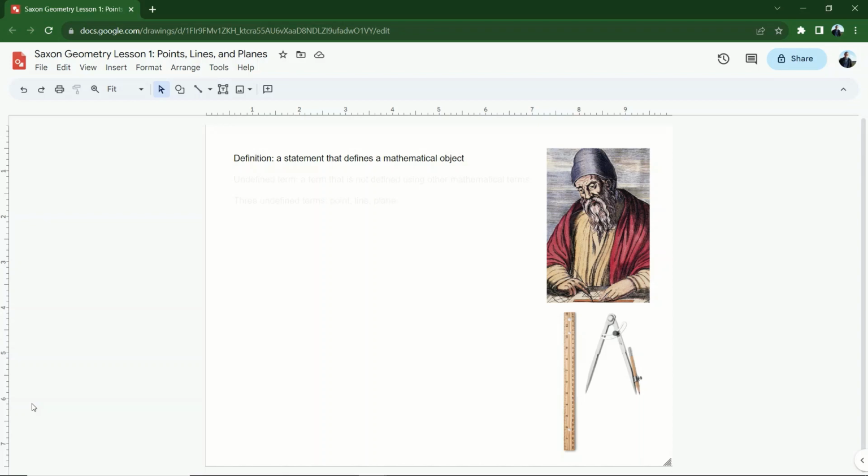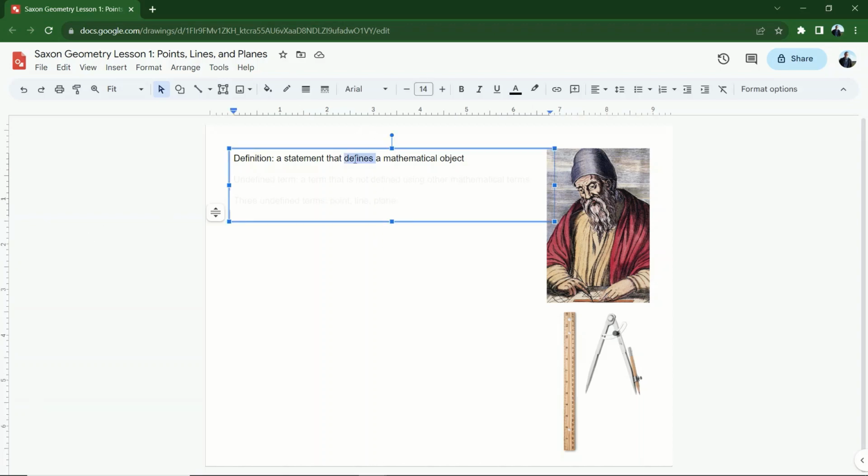And what does definition refer to in geometry? A statement that defines a mathematical object. Now, I absolutely hate when definitions of terms, like the word definition, notice that definition is based on the word define. Notice that define is also over here in the definition of the word. We call that a circular definition. That's the way Saxon decides to define the word definition, and I hate it. I hate circular definitions.